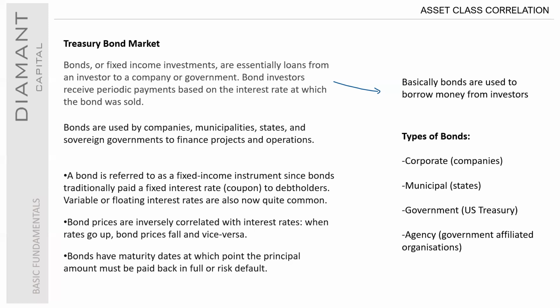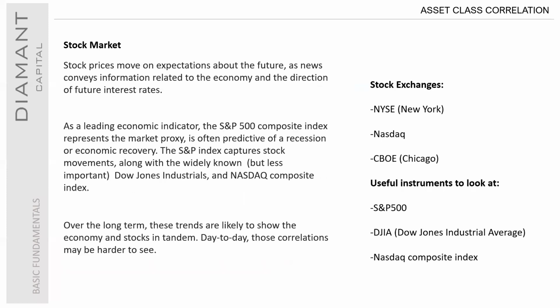So the types of bonds, like we've explained, you've got the corporate bonds, which are companies, municipal, which is states, and government, which is US Treasury, which are the main types of bonds that we look at. And then agency bonds are government affiliated organizations. But the main ones, as I said, were the government bonds, the US Treasuries.